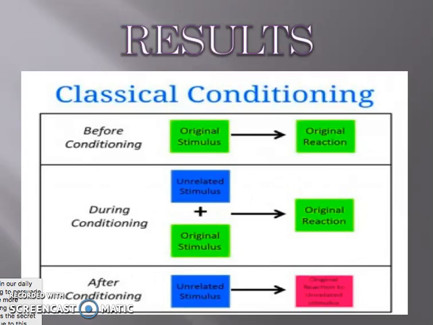The results of the experiment show that before conditioning, the original stimulus produces the original or natural reaction, while the unrelated stimulus did not produce any salivation from the dog. During the conditioning, the original stimulus paired with the unrelated stimulus triggered the original or natural reaction of salivation from the dog, and after conditioning, the original stimulus was no longer needed to produce the reaction of salivation from the dog. It was now salivating when the unrelated stimulus was utilized.